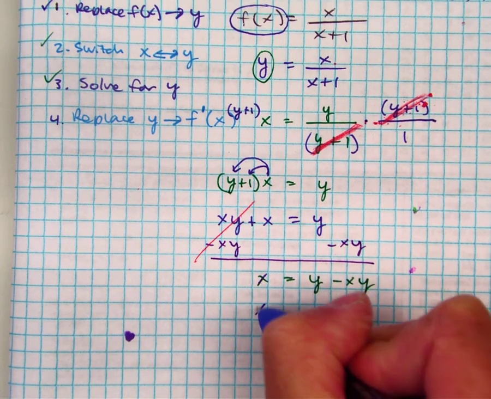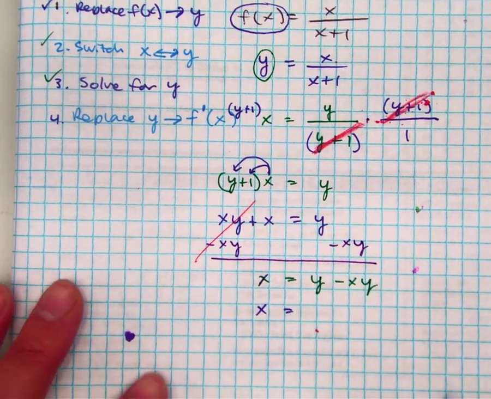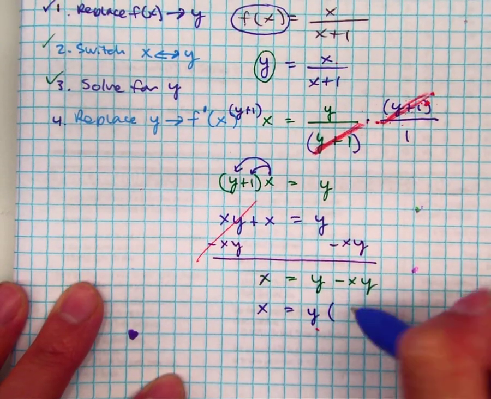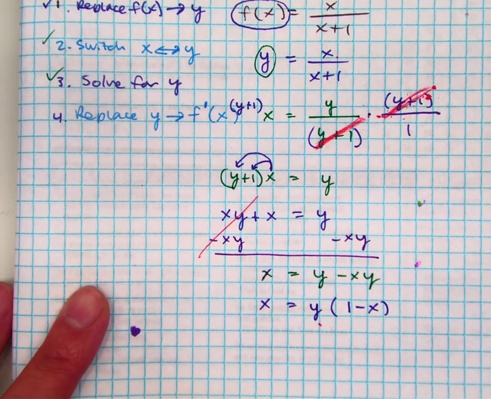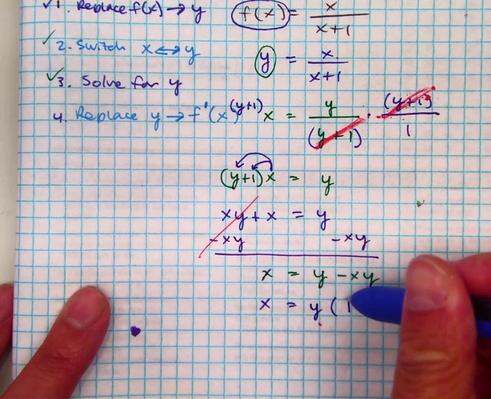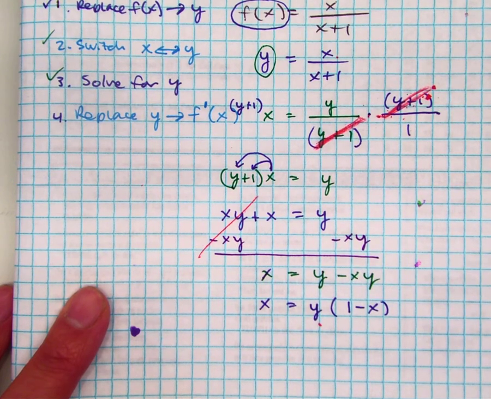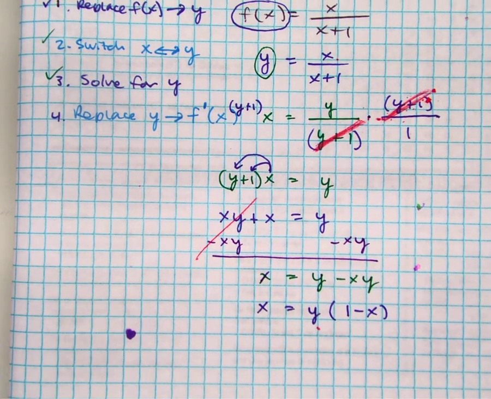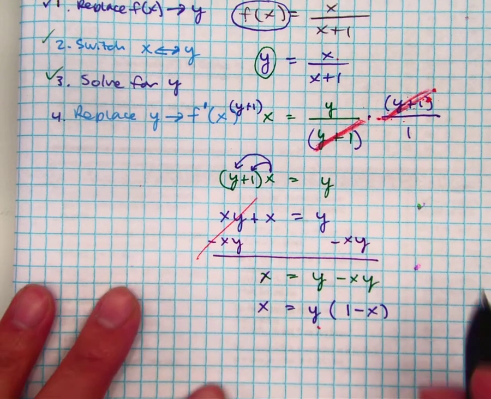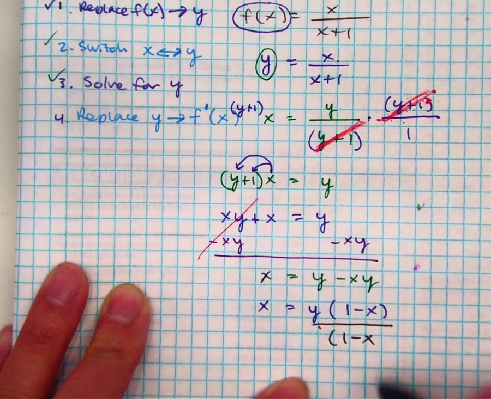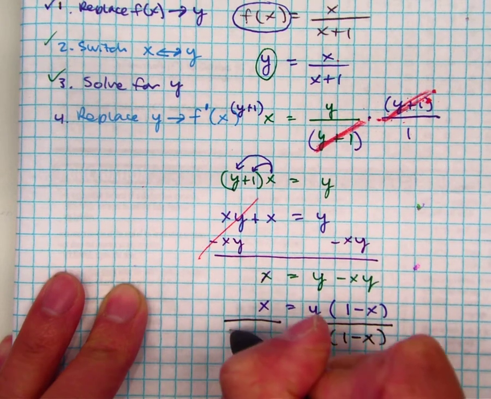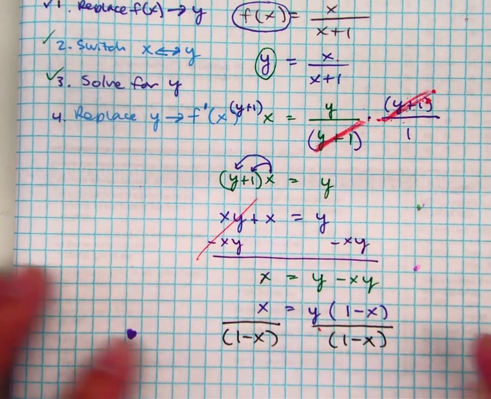Factor, I get x equals what? 1. Remember here you can always distribute. Does that make sense? So check your answer above. Class, do we have y by itself yet? What should I do? Divide both sides by 1 minus x.